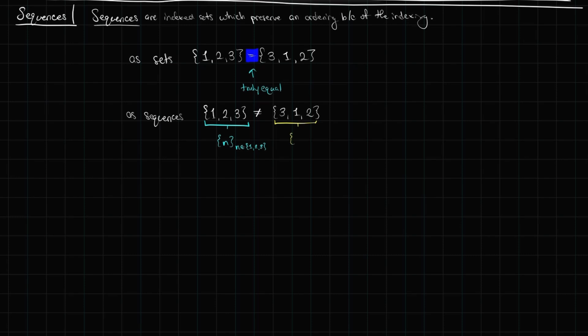The indexing for the set {3, 1, 2} is something like n mod 3 plus 2. Now, if you don't know what mod 3 means, don't worry about it. But if you do, you can verify as well that this would be equal to n mod 3 plus 2. But it's because, right, these are not equal. These are very distinct objects.